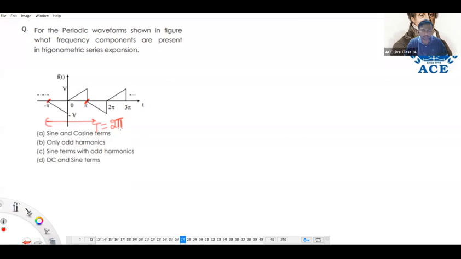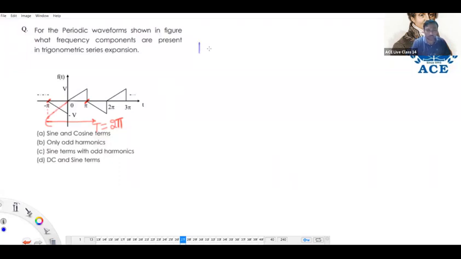By direct observation, there is no chance for evenness. Of course, there is no chance for odd also. Odd means it must appear like this, but that segment is not at all there. So maybe half wave.